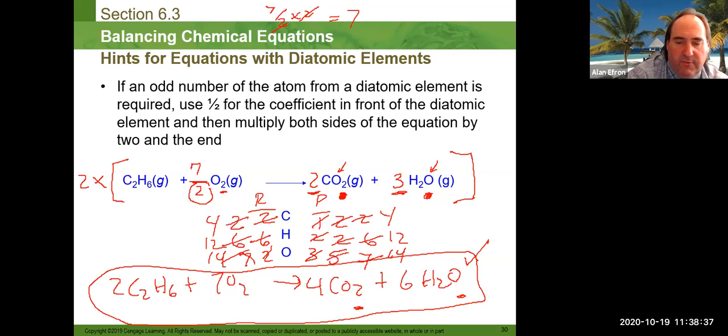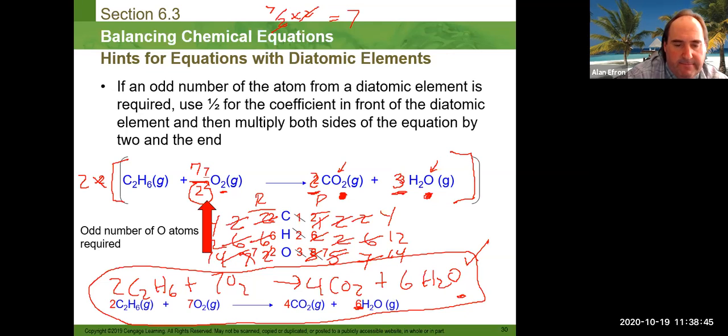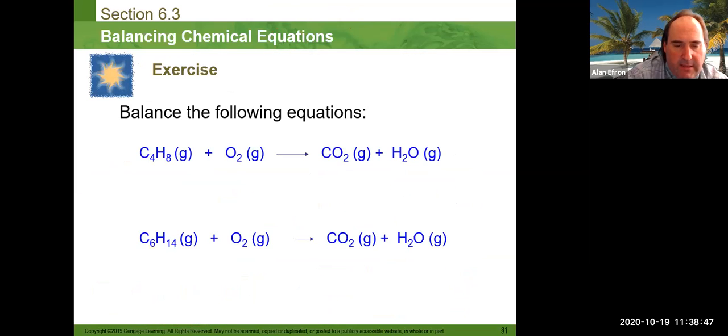Okay, that should wrap up chapter 6 here in terms of balancing, I think. All right. We've got a couple more examples actually. So here, why don't you do these last 2 and then we'll wrap it up, I guess.